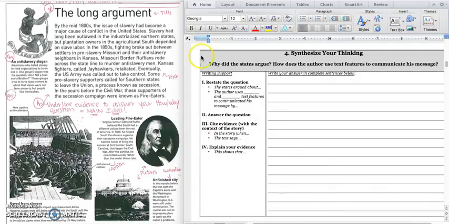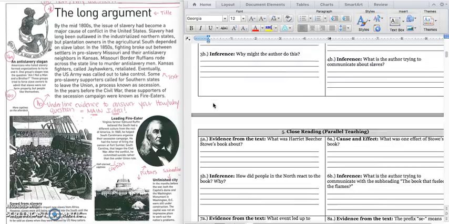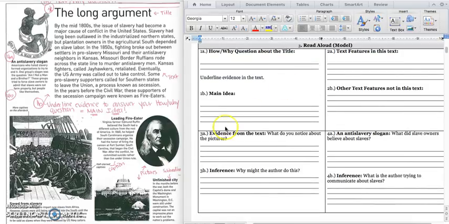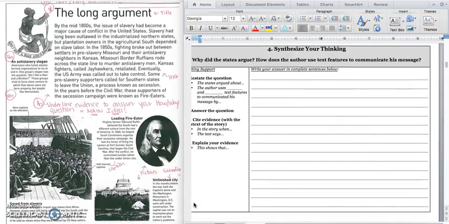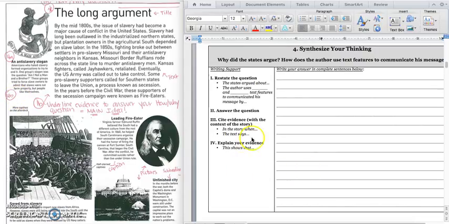The paragraph states, why did the states argue? How does the author use text features to communicate his message? And so we can use our answers in box number 1 and box number 3 to answer the paragraph. We even have quotes from the text underlined to support our answer for RACE. Silently write down your paragraph and then get ready to change stations.